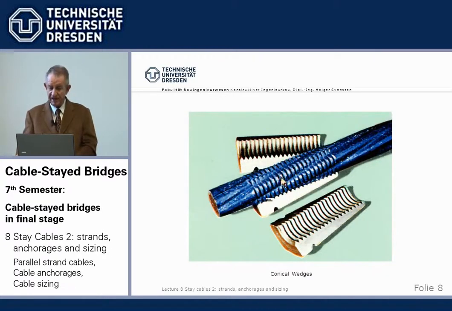Now these anchoring, we see here a monostrand. Here at the end are the 7 wires, galvanized, greased, and a PE pipe directly extruded, PE sheath, I better say. It's not a pipe, but it's directly extruded. And then we have these wedges with which we clamp the wires at the end.